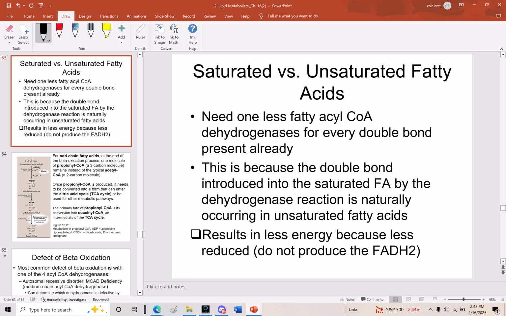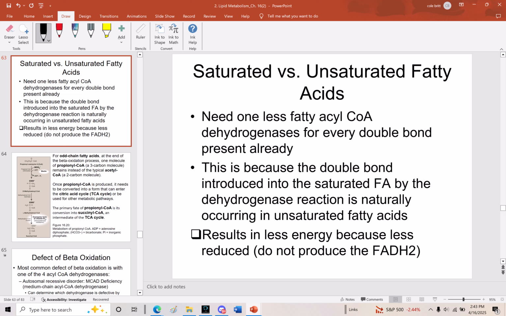So everyone, I want that to be something you remember. When you have an unsaturated fatty acid, it already has that double bond in it, so you make one less FADH2 everywhere there is already a double bond. So the key takeaway is that you make less energy, less ATP, because you make less FADH2 from an unsaturated fatty acid than a saturated fatty acid. It results in less energy because it's already less reduced.